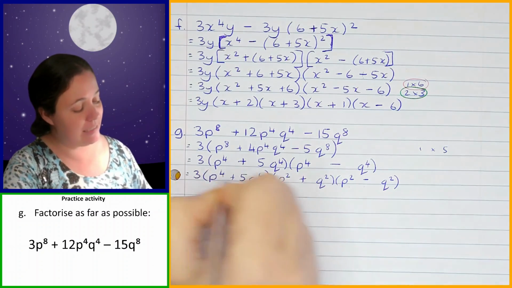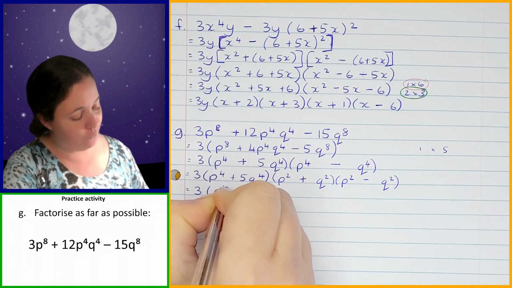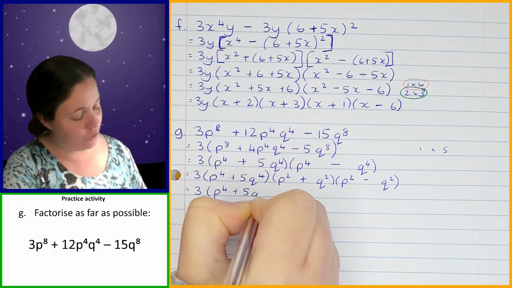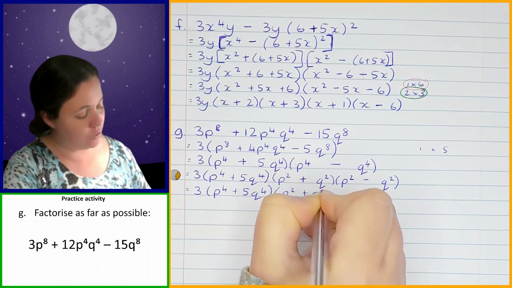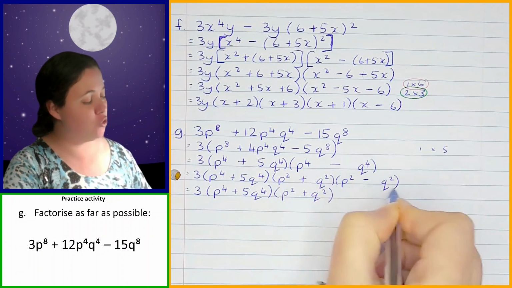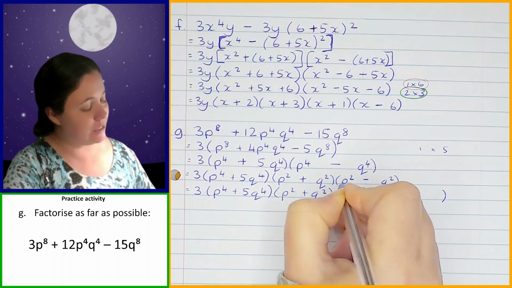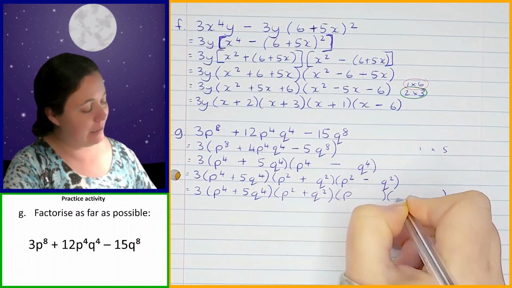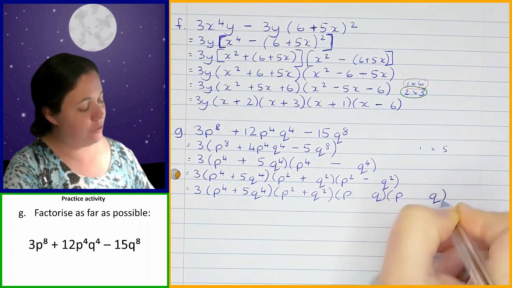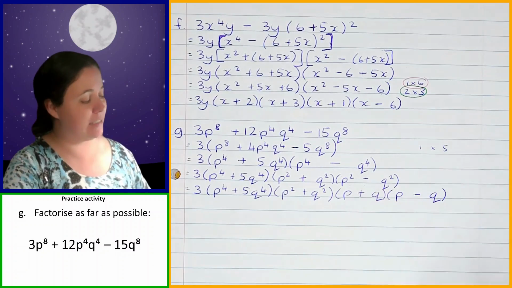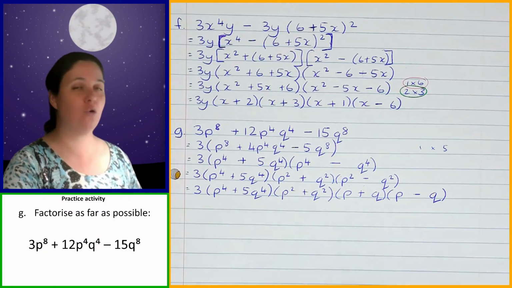So these are still going to stay as they are. I've got 3, p to the power of 4 plus 5q to the power of 4, then p squared plus q squared. Now I'm going to open 2 new sets of brackets over here. The square root of p squared is p, and that goes into both. The square root of q squared is q, and that goes into both. One gets a plus and one gets a minus. Now I can't factorize any further. So that's what you should have got for question G.